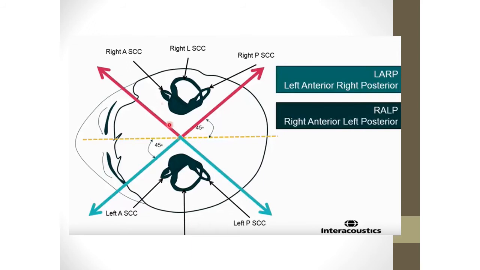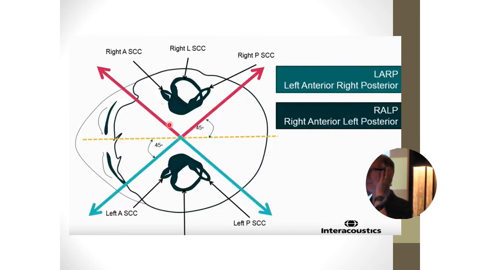And so the way you end up testing all six semicircular canals is you do one that's lateral. In other words, this is the lateral canals, and this is on the horizontal plane. That's motions like this.